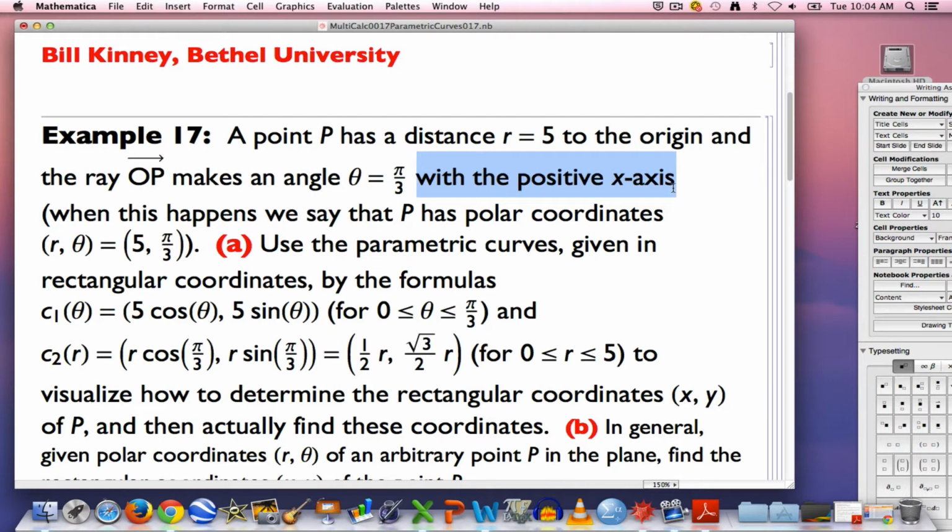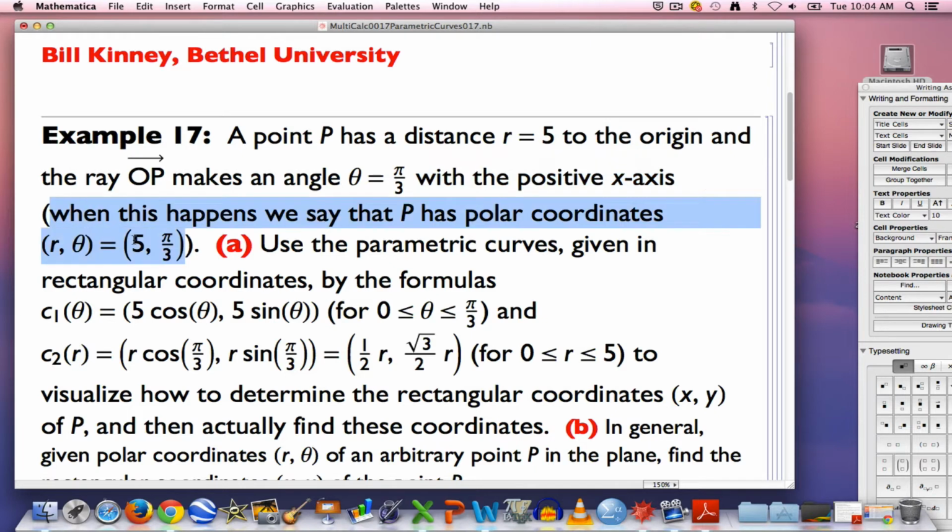Once you're back, what we say is when we've described P in this way, we say that P has polar coordinates given as an ordered pair labeled with the letters R and theta: R comma theta equals 5 comma pi over 3. The first coordinate of these polar coordinates gives you the distance to the origin, and the second coordinate, pi over 3, gives you the angle in radians, in this case, that this ray OP makes with the positive x-axis. Our main goal here is to try to figure out the regular rectangular coordinates of P.